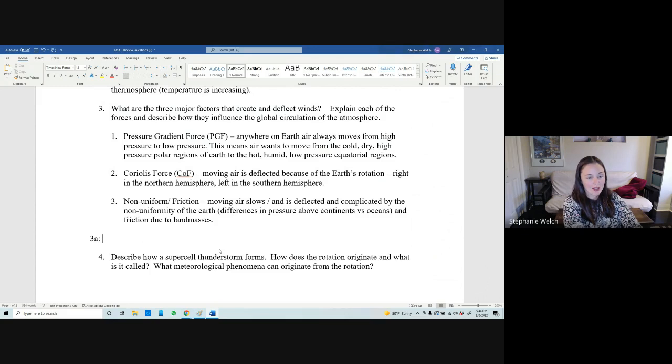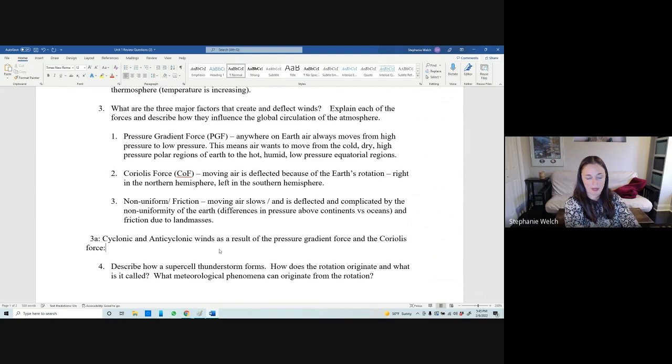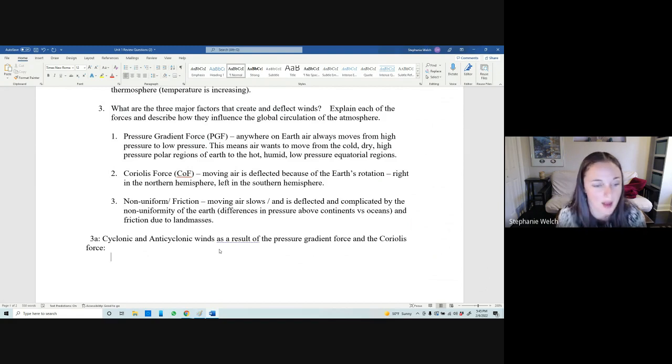We're going to look at the difference between cyclonic and anticyclonic winds as a result of the pressure gradient force and the Coriolis force. This is another thing I want to take the opportunity to draw while I can, and hopefully it'll make a little more sense than the lecture videos did.